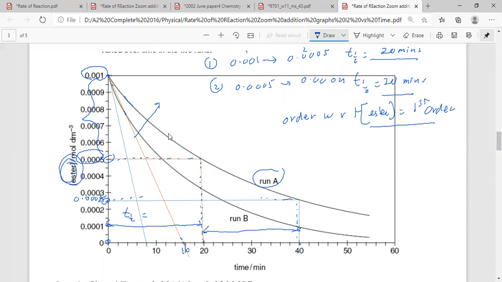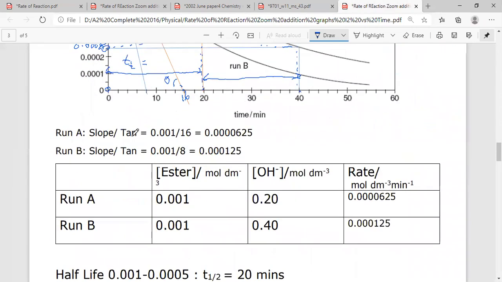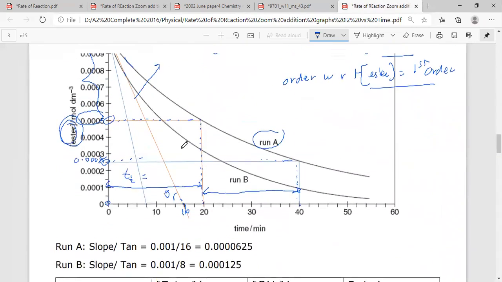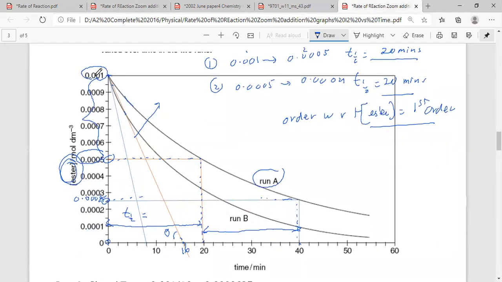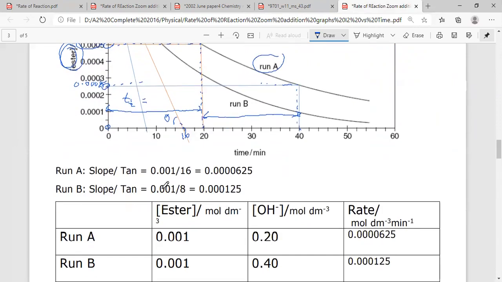Okay, so I can find the theta here. The tangent theta I found to be the slope here for run A. The whole thing here is 0.001 to here is 0. So the whole thing is 0.001 over 16. So this is the slope.